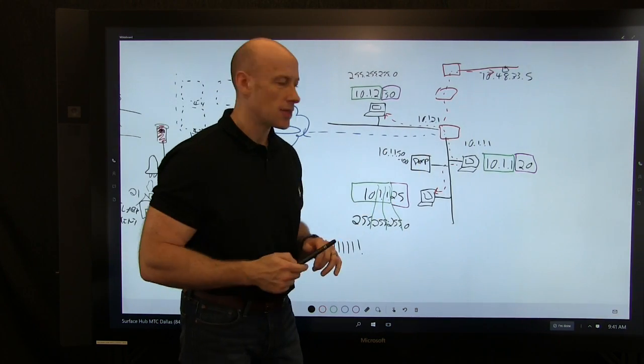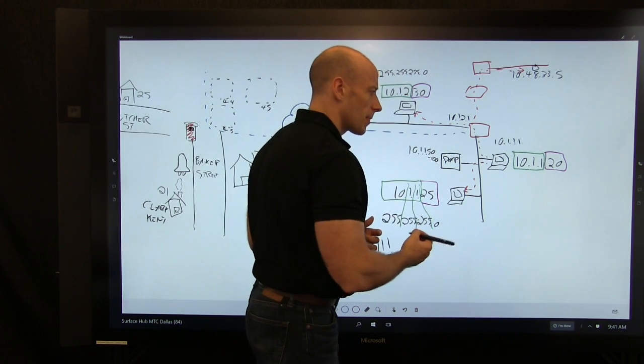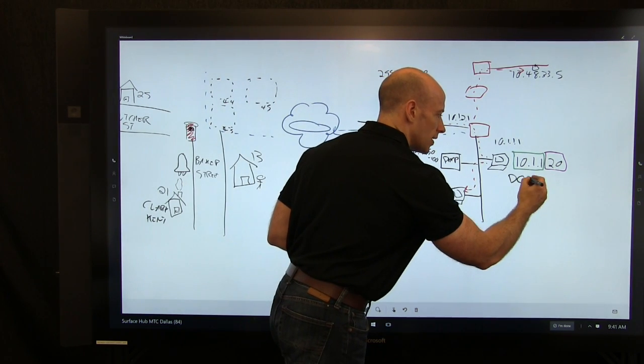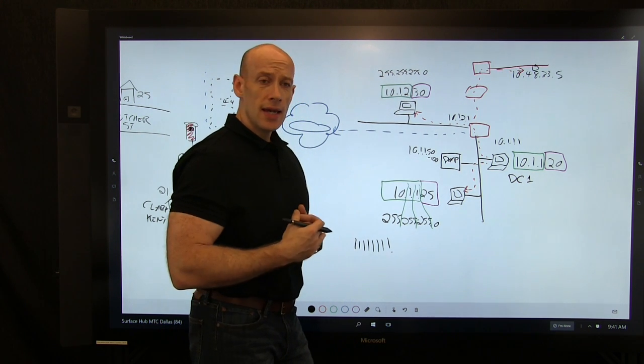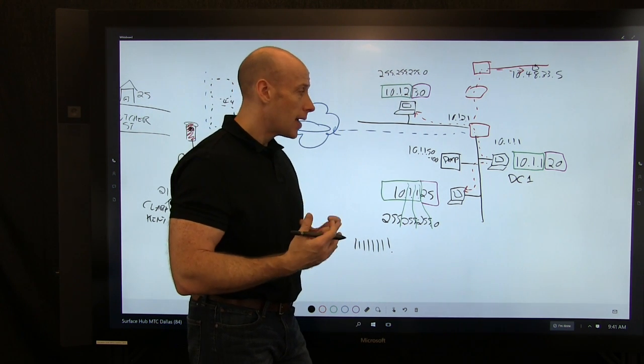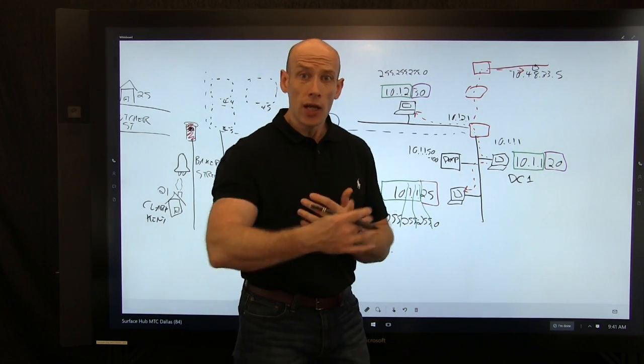Exactly the same for computers. I don't remember IP addresses very well. This also has a name. Maybe this is a domain controller, DC1. Well, there's domain name services. It's someone I can go to and say, hey, what is the IP address of DC1? And it will respond.